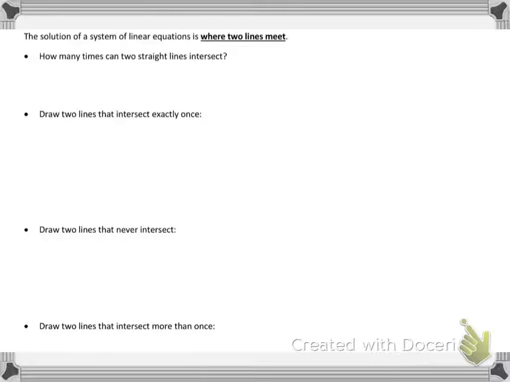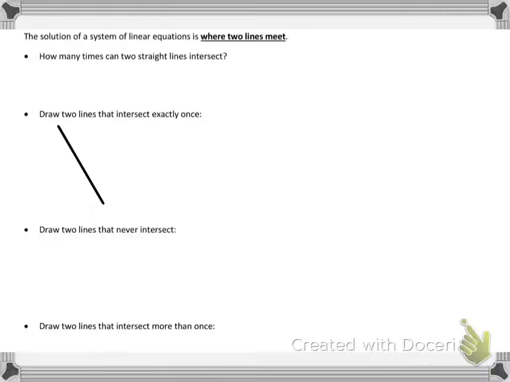Before we do a specific example, I want you to think about this. I encourage you to pause the video and answer these questions on your own before we proceed. The question is, how many times can two straight lines intersect? Can you draw two straight lines, not curved lines, but straight lines that intersect exactly once? How about two lines that never intersect? How about lines that cross more than once? Again, pause the video, see if you can do that, and then unpause the video.